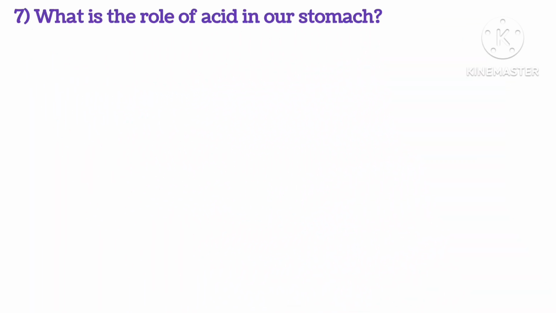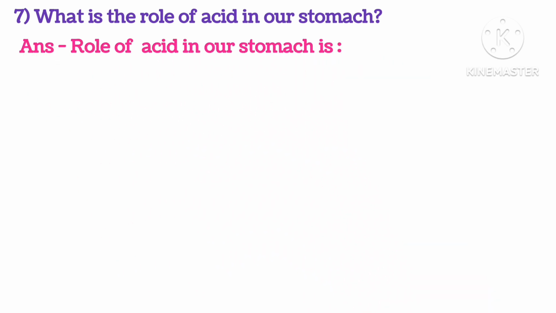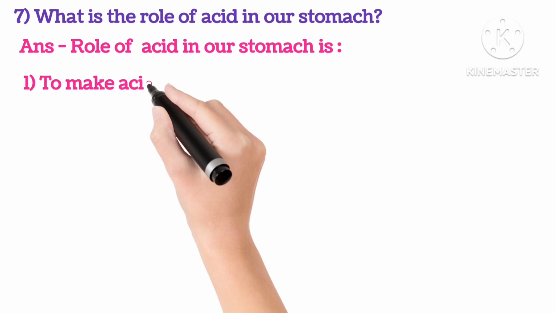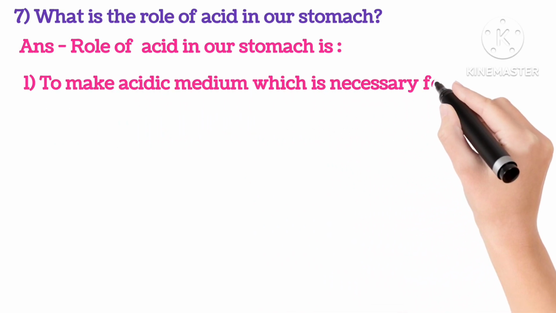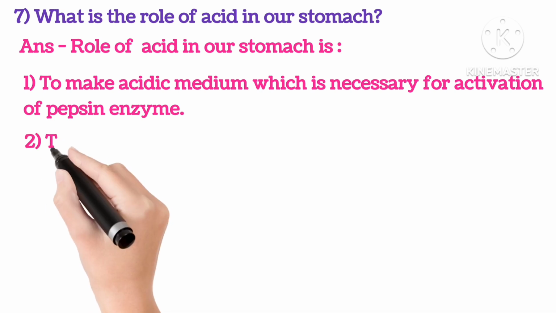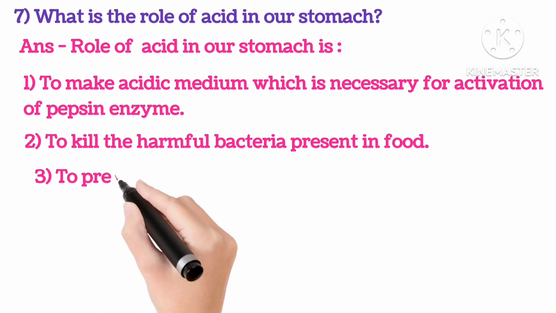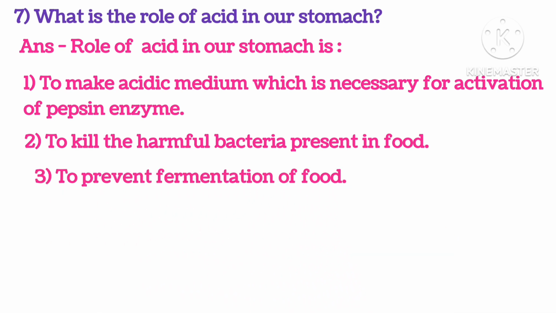What is the role of acid in our stomach? The role of acid in our stomach is, first, to maintain an acidic medium which is necessary for the activation of the pepsin enzyme. Second, to kill the harmful bacteria present in food. Third, to prevent fermentation of food.